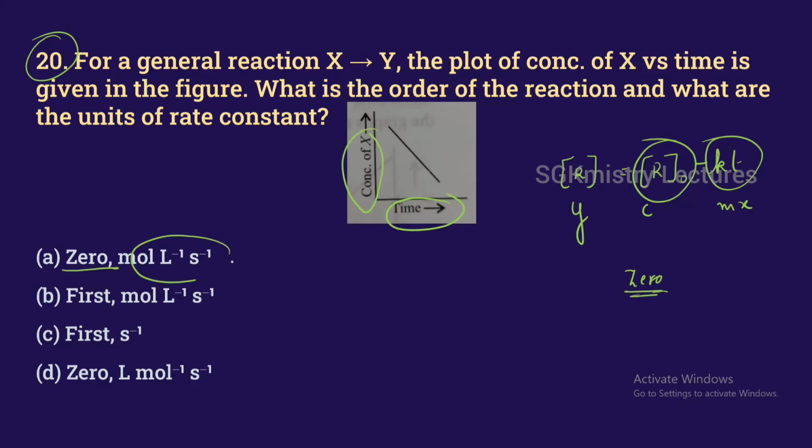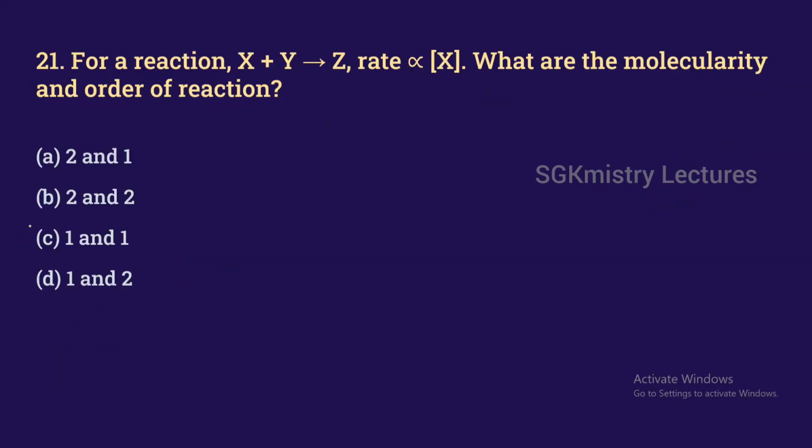And what will be the unit? So in the previous problem itself, we have solved. That is mole per liter per second. So option A is the right answer.